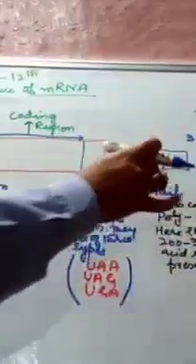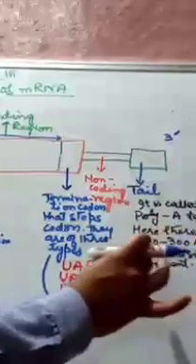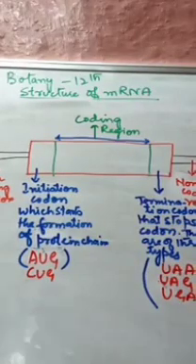Then we have got the non-coding region, and then we have got the tail, which is called the poly A tail. Here about 200 to 300 adenylate acid residues are present. This is a rough diagram.